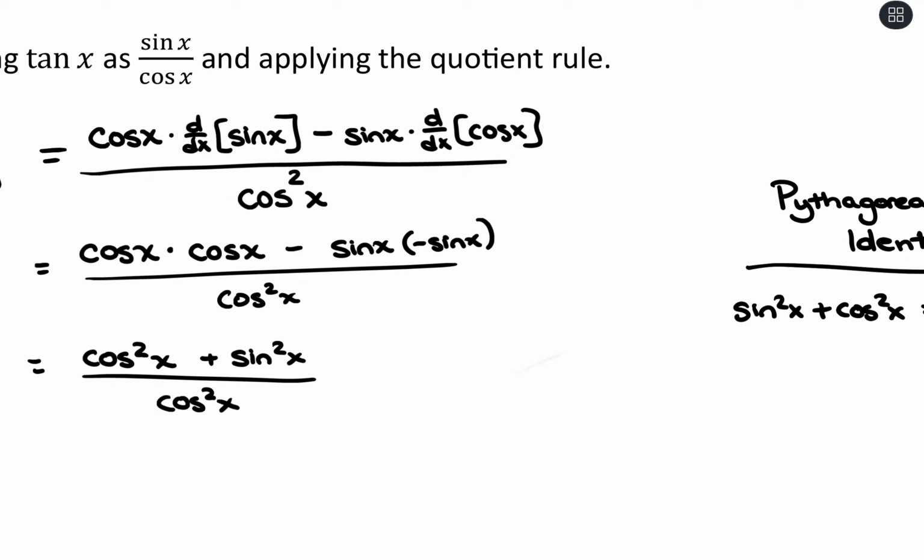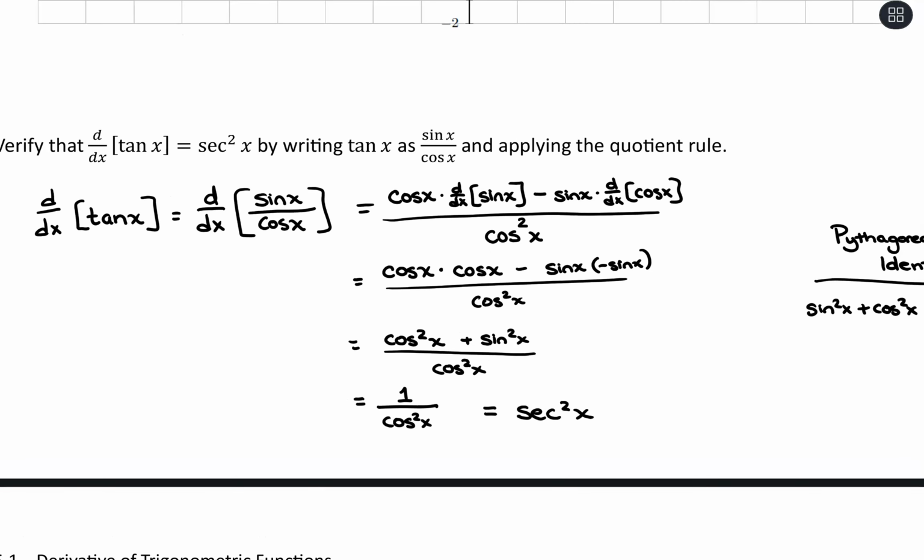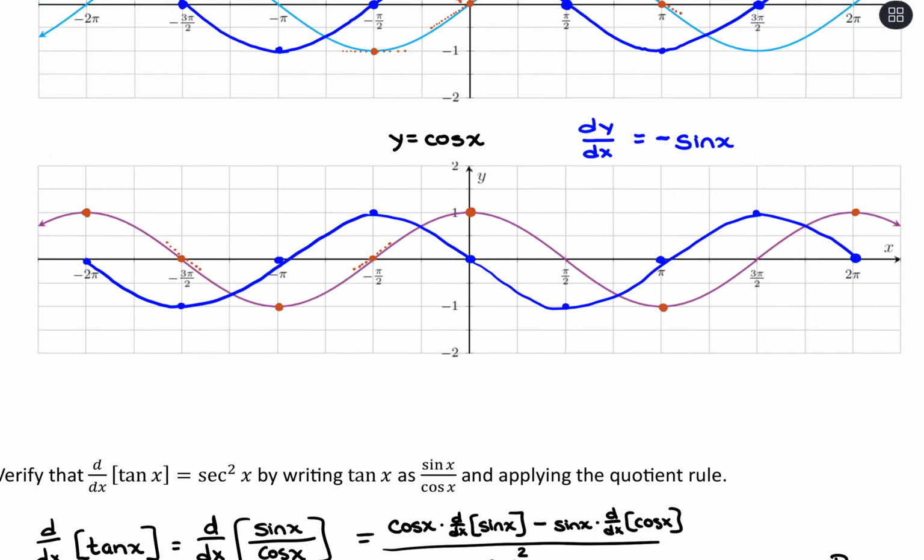So what I'm going to do is make a substitution up in the numerator here. Cosine squared plus sine squared, well, that's just equal to 1 based on the identity. So I have 1 over cosine squared of x, which is exactly equal to secant squared of x. So that's how we can find the derivative of the tangent function.